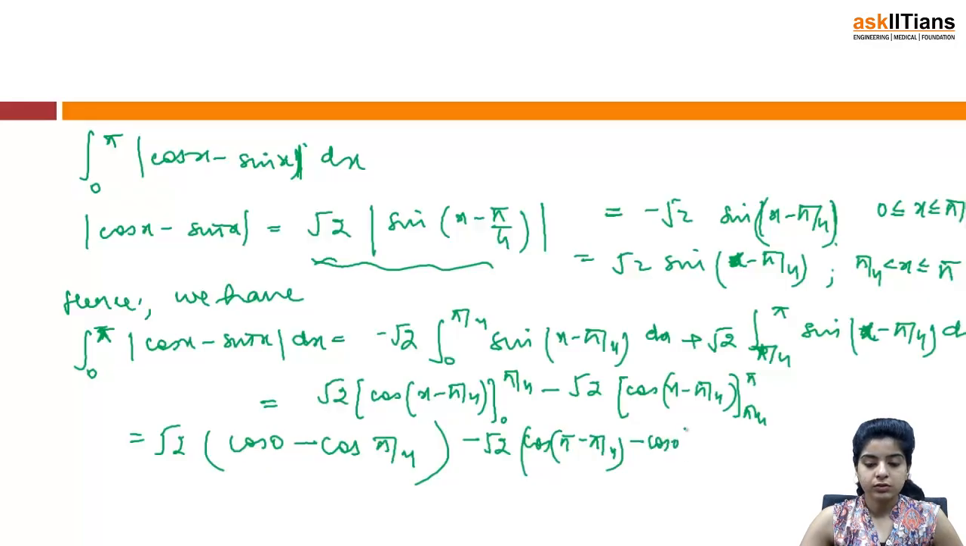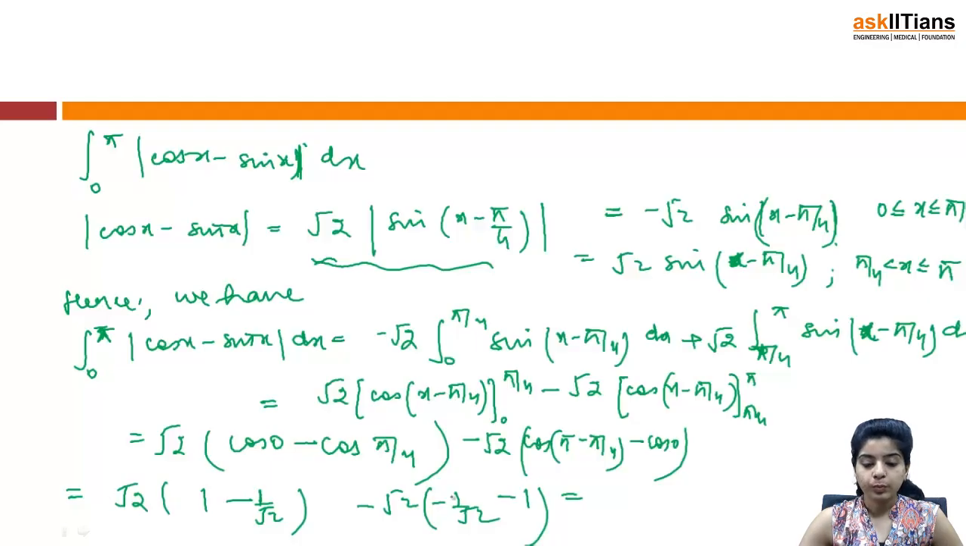minus root 2, now cos of (pi minus pi by 4) minus cos 0. So this gives me root 2, cos 0 is 1 minus cos pi by 4, that's 1 by root 2, and then I will have minus 1 by root 2, and this becomes cos of (pi minus pi by 4), and therefore it becomes minus 1 by root 2 minus 1. So finally you will see root 2 plus root 2, 2 root 2, and minus 1 plus 1 gets cancelled. Finally we have the result as 2 root 2.